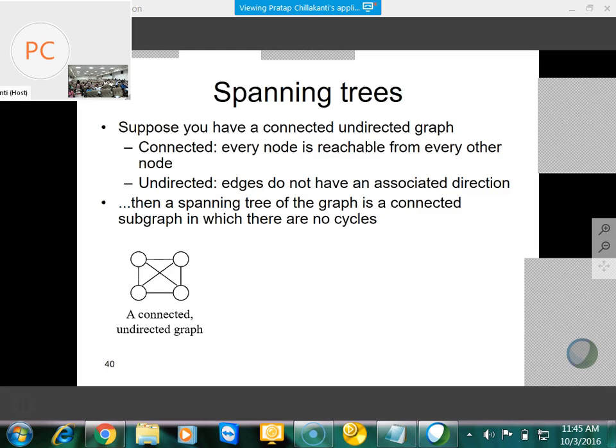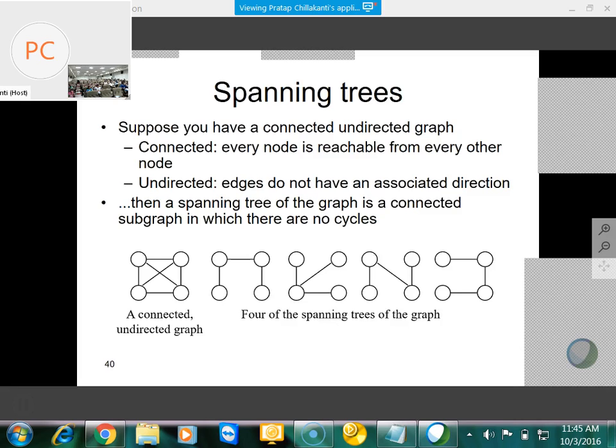So what we are basically saying here is, when you have a connected undirected graph, every node is reachable from every other node. Undirected, of course, means edges do not have an associated direction. And then when you draw a spanning tree for this, how would it look? These are all the various spanning trees, because the definition of a spanning tree is how you can traverse all the nodes of a connected graph. You can see how many different spanning trees there are in this case: 4.